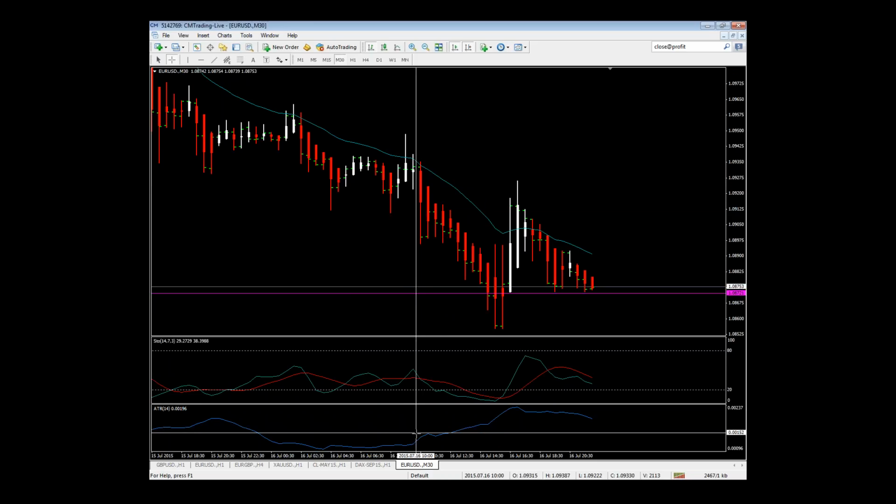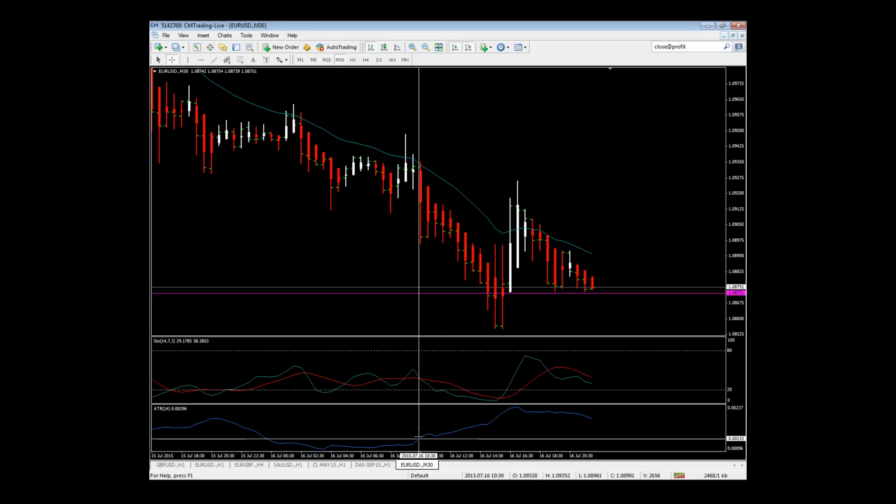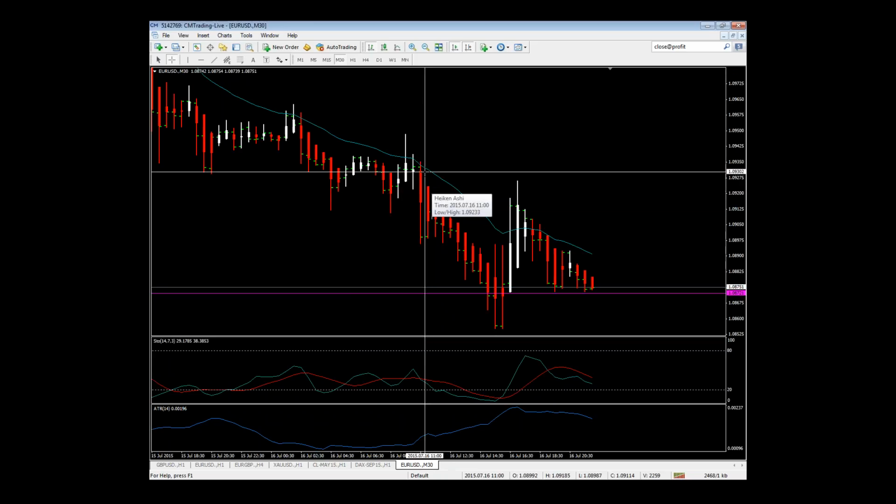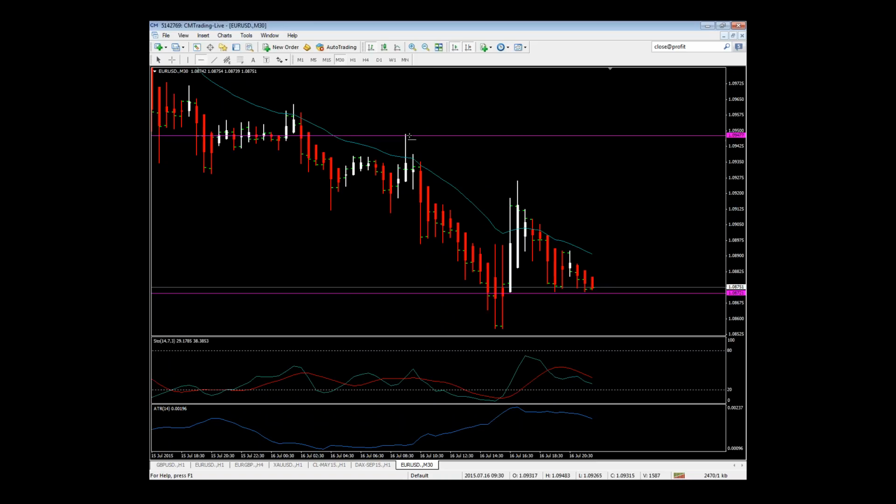Okay, go to the ATR. 13 pips, so double it, 26. So we're going to make our stop loss hit from here to the top, 26. Okay, 26 pips, 109.55. 109.55. Okay, that's our stop loss.